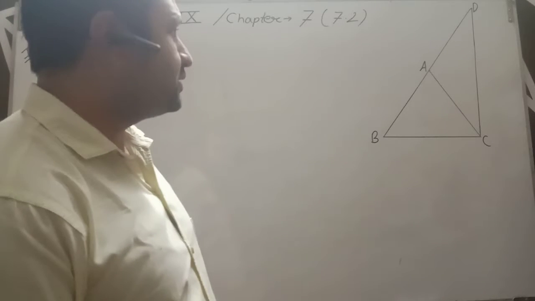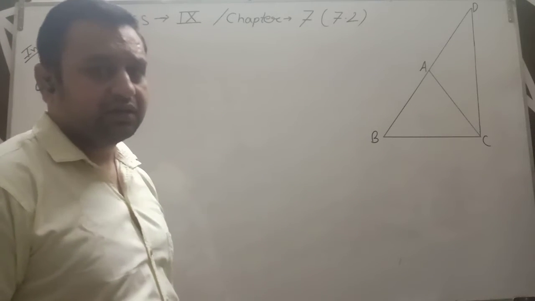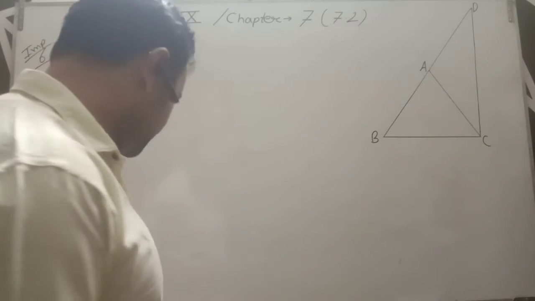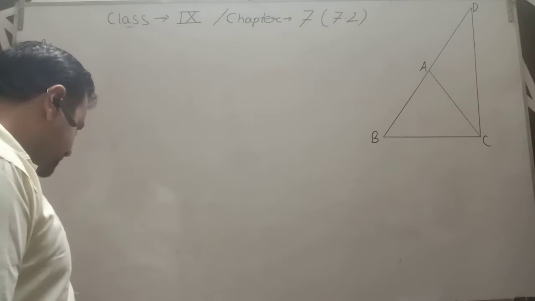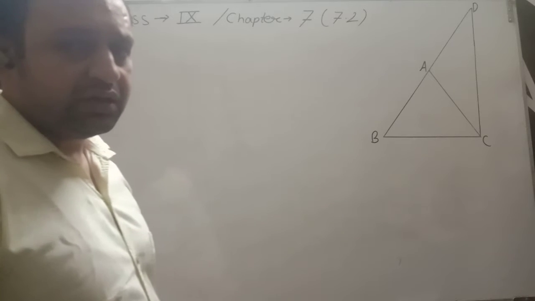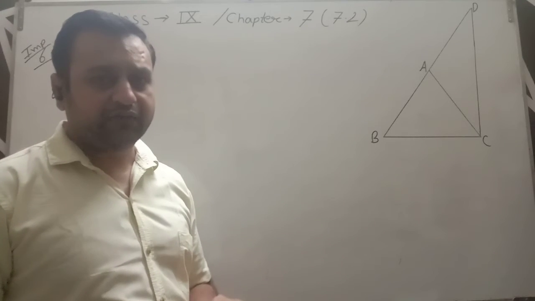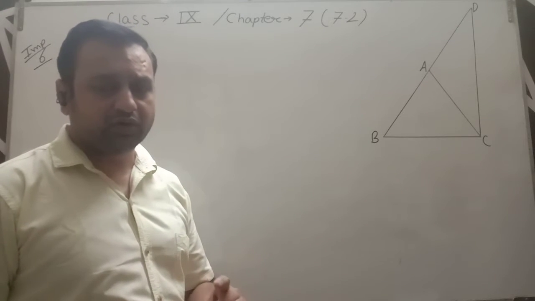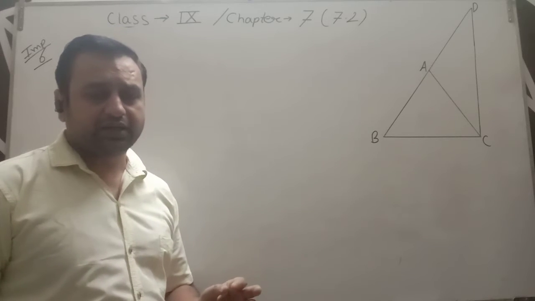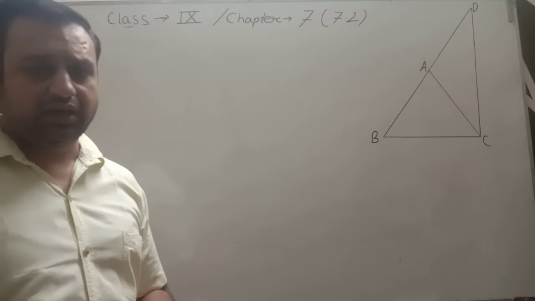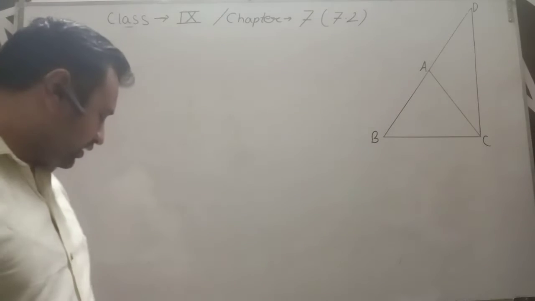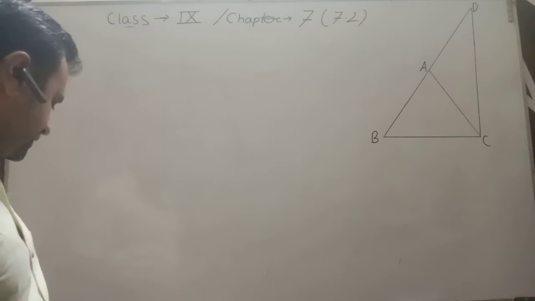Good morning students, class 9 chapter number 7 triangles, exercise 7.2. In the previous video we discussed the congruency of triangles, in which we discussed there are a total of 5 criteria which we use to prove triangles congruent: SSS, SAS, ASA, AAS, RHS. Now we start question number 6.